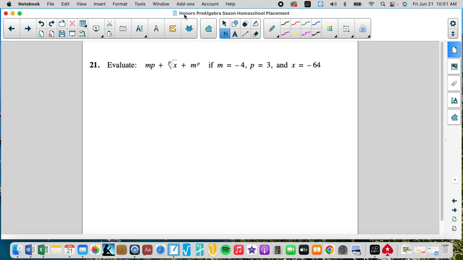So evaluate m times p plus the p root of x plus m to the p power. So we're going to just fill in stuff here. So we have negative 4 times p plus the p root, the third root of x, which is negative 64, plus m, which is negative 4. We have to put parentheses here because we're doing it to a power of 3.